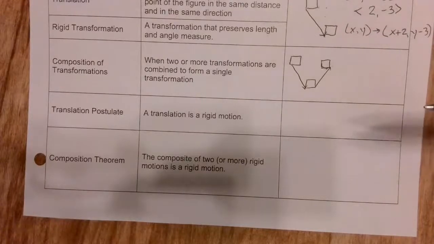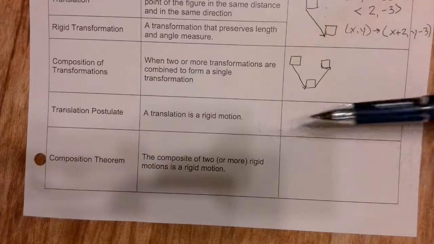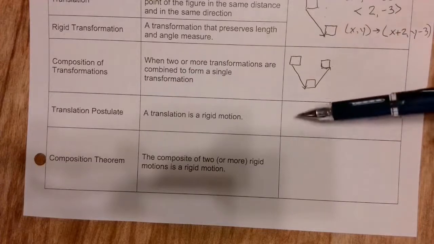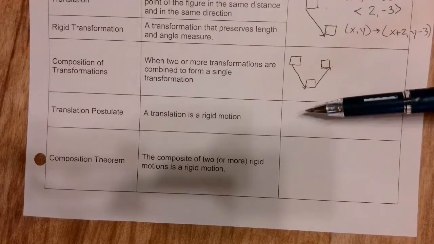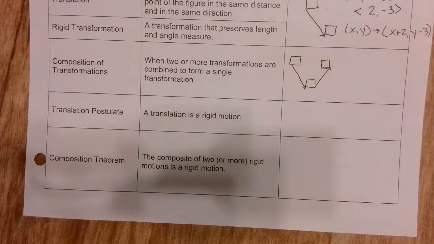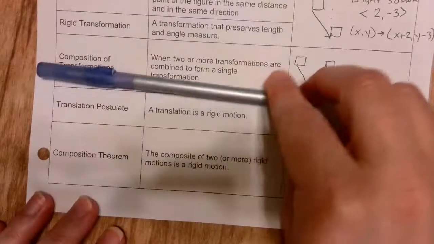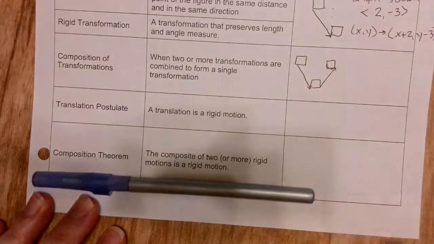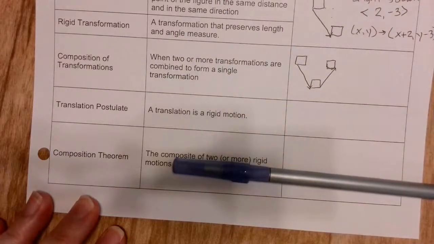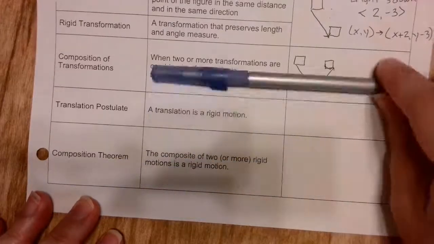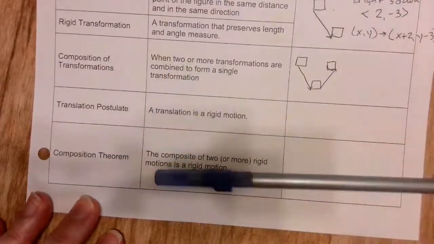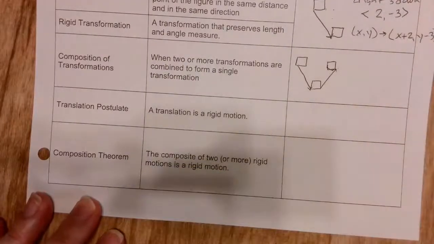A postulate: a translation is a rigid motion. If you take your shape and you slide it over, it doesn't change. That's called rigid. Now, the composition theorem: the composite of two or more rigid motions is rigid. So if you take a shape, maybe you take the pen, you slide it down, and then you slide it to the right. What this says is that the pen has not changed shape, the pen has not changed size. Each time you move it, up, down, left, right, whatever direction you move it, it doesn't change. That's the composition theorem.